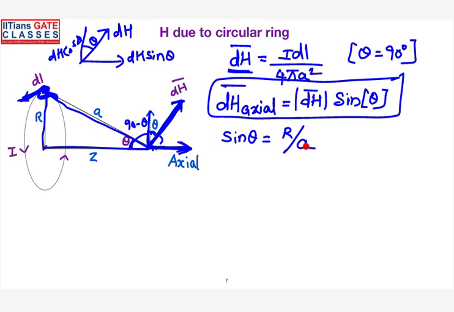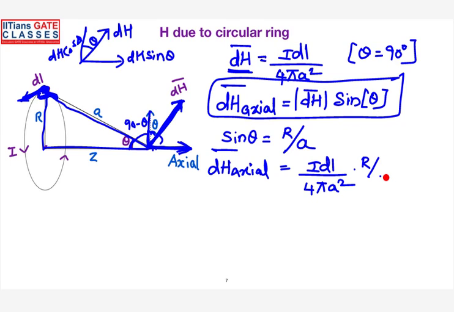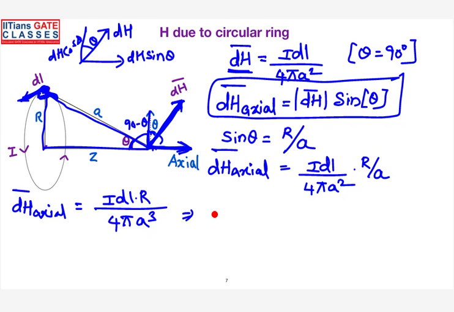Now you can substitute here. So what is the axial magnetic field right now? The resultant magnetic field will be IDL by 4 pi a square, into sine theta, which is r by a. So the axial magnetic field is equal to IDL r divided by 4 pi a cube. So can you find the total magnetic field right now?